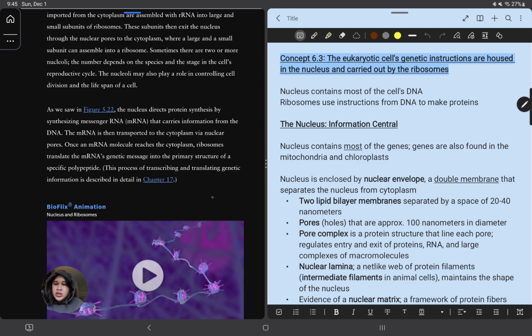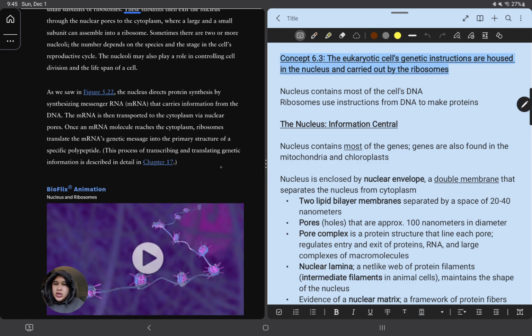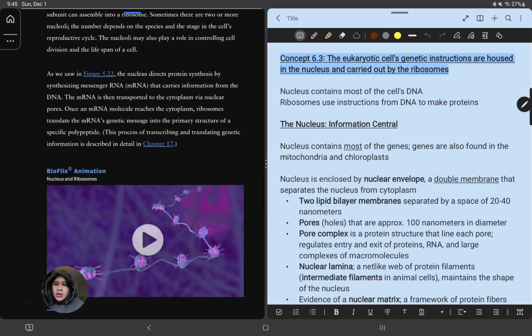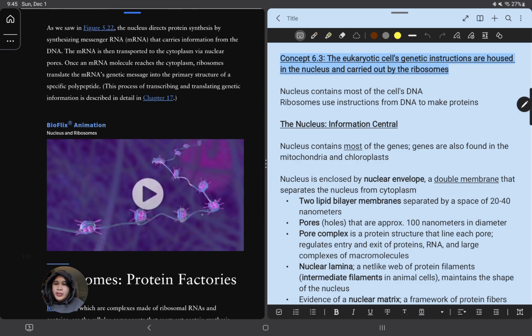The number depends on the species and the stage in the cell's reproductive cycle. The nucleoli may also play a role in controlling cell division and the lifespan of the cell. As we saw in figure 5.22, the nucleus directs protein synthesis by synthesizing messenger RNA, mRNA, that carries information from the DNA.